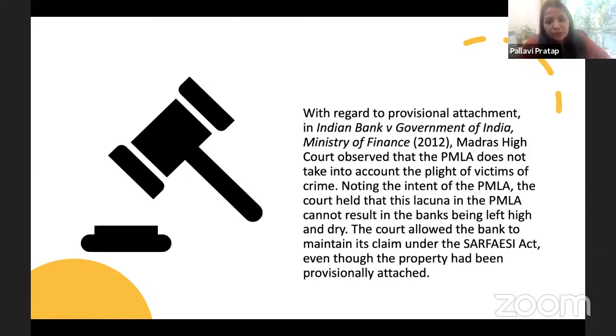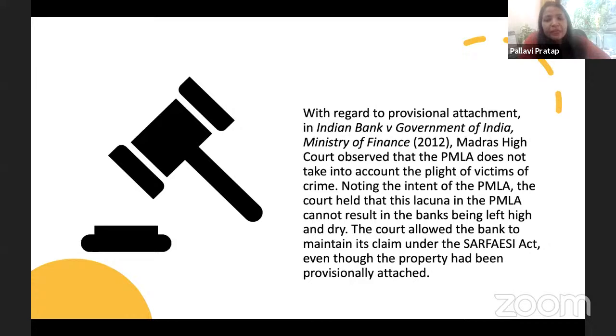Indian Bank versus Government of India, Ministry of Finance, where the Madras High Court had observed that PMLA does not take into account the plight of victims of crime. And this is happening quite a bit, and we are noticing this in so many matters. For instance, with Yes Bank, there was a phase last year in February or March, I believe, where the accounts of account holders were frozen because they could only withdraw some 50,000 rupees. Now, this is what is happening to the victims of the crime. It is not the perpetrator who gets punished more often. It is always the victims.